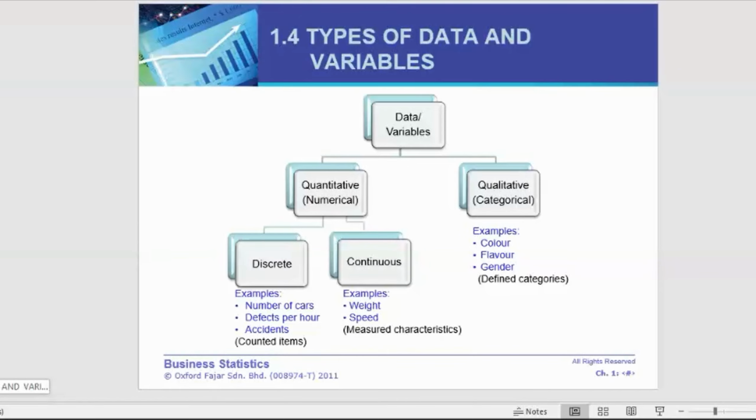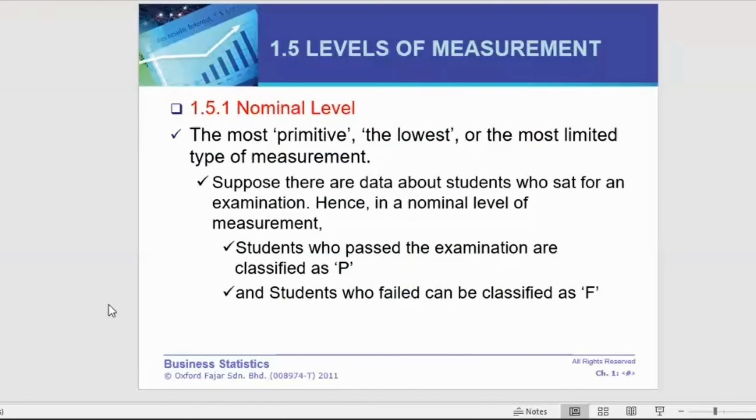Okay, so if you remember in the previous class, we talked about types of data. We said our data is divided into qualitative and quantitative, and we said the quantitative is divided into discrete and continuous. Let's continue talking about data, and we talk about level of measurement. We have 4 levels of measurement.